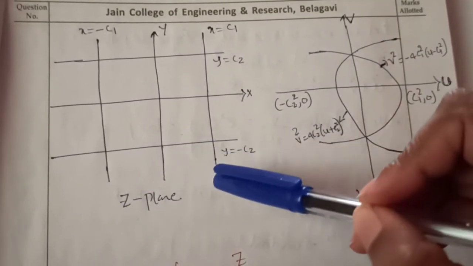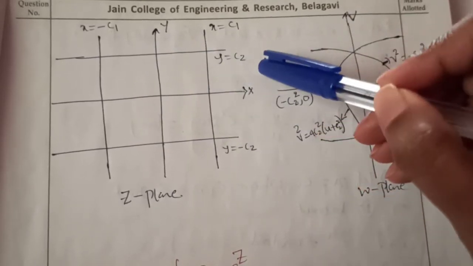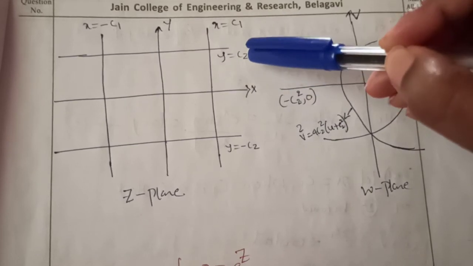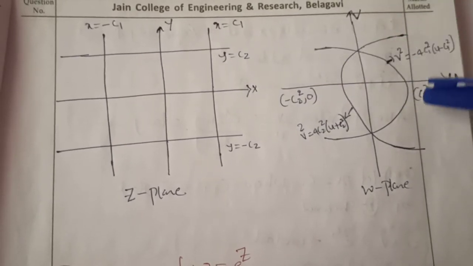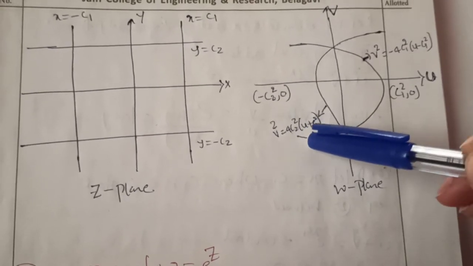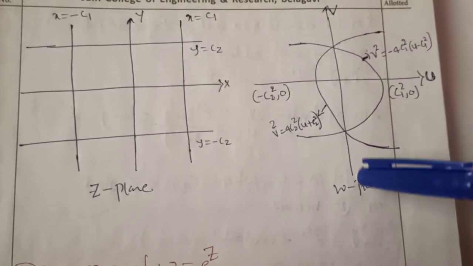Similarly, from case 2, that is y is equal to c2, which is also a straight line parallel to x-axis, using this equation we got another equation of a parabola, that is v square is equal to 4c2 square into u plus c2 square. This is the image in the w plane.